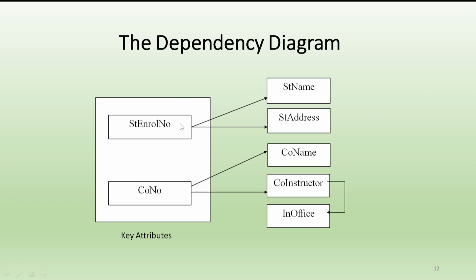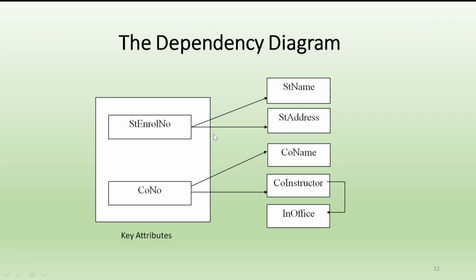Only student enrollment number can determine student name. Only student number can determine the student address. We don't require the course number for this particular functional dependence. Course number can clearly define the course name. The course instructor name is dependent on the course number itself. So the diagram clearly shows that there is no fully functional dependency in this particular case.